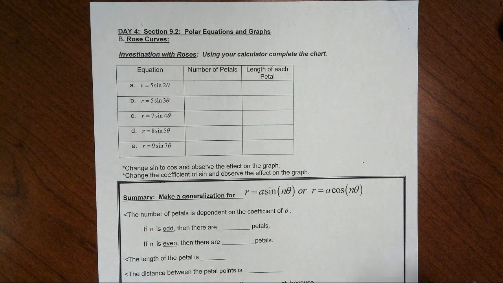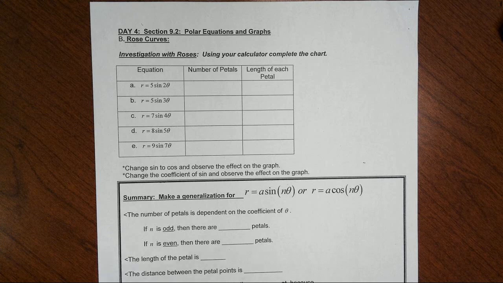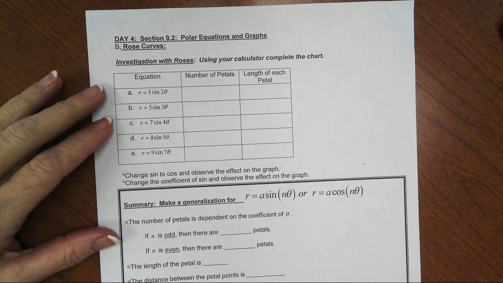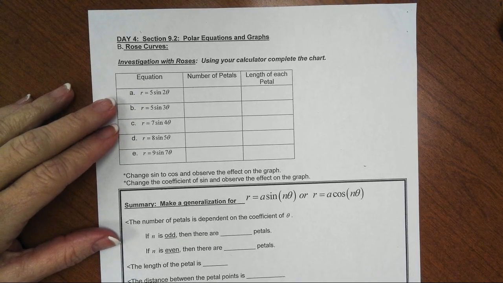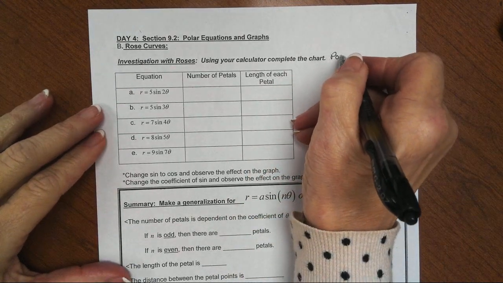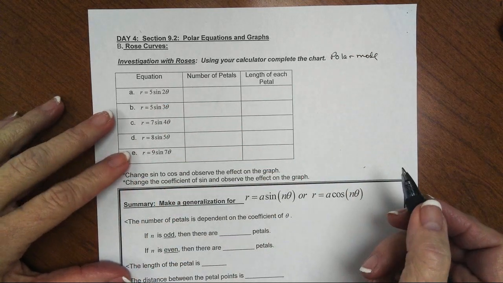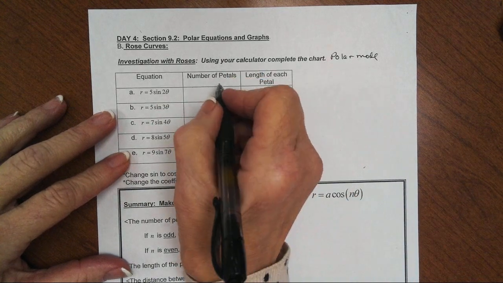So today we are doing rose curves, polar equations and graphs. We're on page 12 of your notes. I'd like you to stop now and actually play with your calculator. Get your calculator out, and remember you're in polar mode, and go ahead and graph these and see what you come up with.